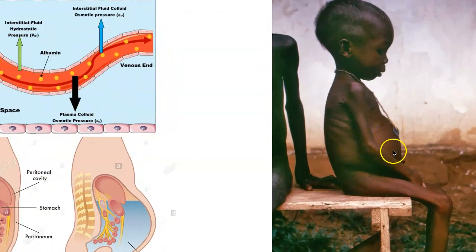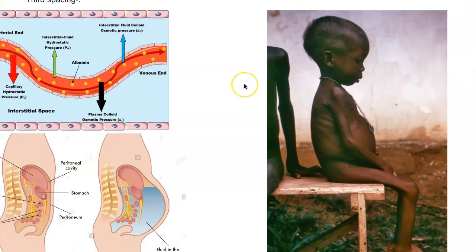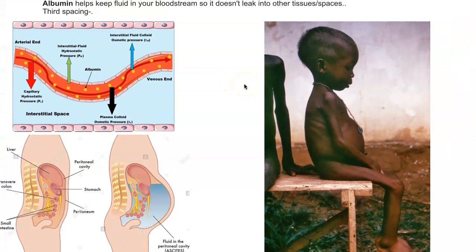This is ascites. This child is third spacing. Why? This poor little thing does not have albumin. There's no albumin to be holding the blood in this little one's blood vessels. Why doesn't this little one have albumin? Because you need protein, you need amino acids to make albumin. When you're starving, you can't do that.